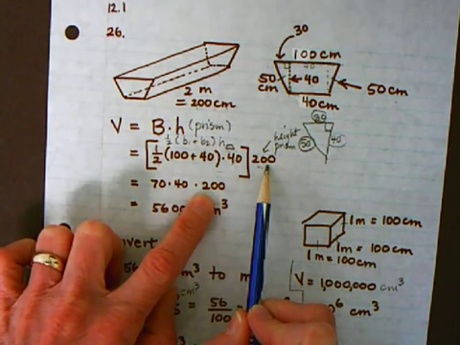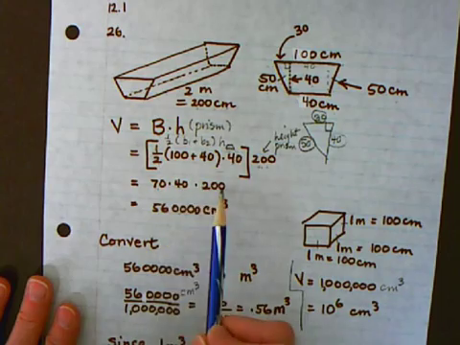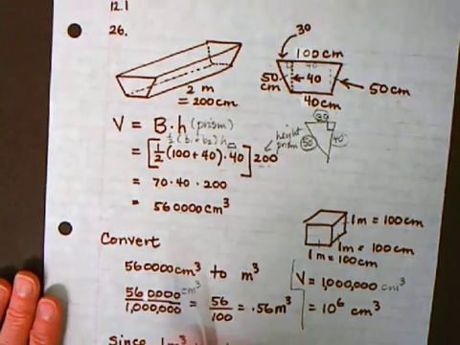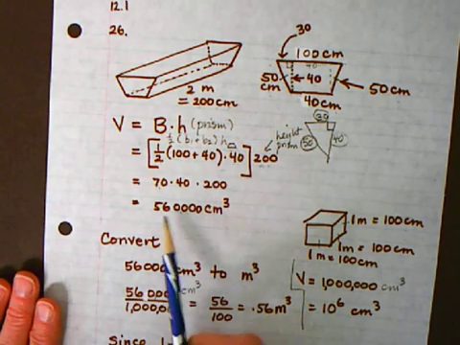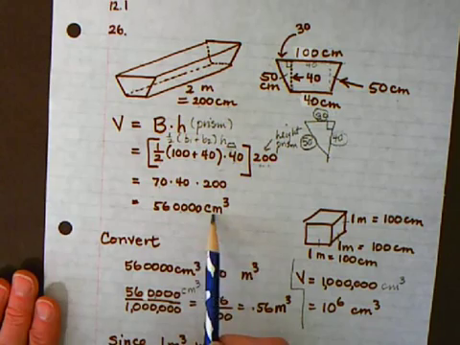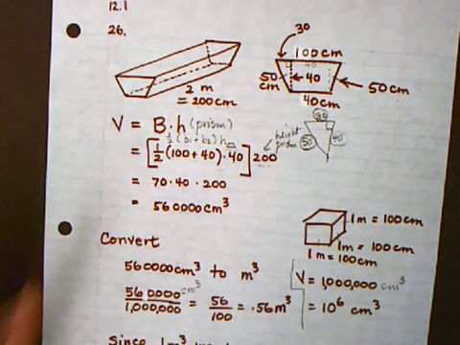All right, so 7 times 4 is 28, times 2 is 56, and we have 4 zeros there. So the volume is 300, what am I thinking? 560,000 cubic centimeters. All right, now what I have to do is I got to convert because I got to figure out how much all this stuff weighs. All right, so here we go.